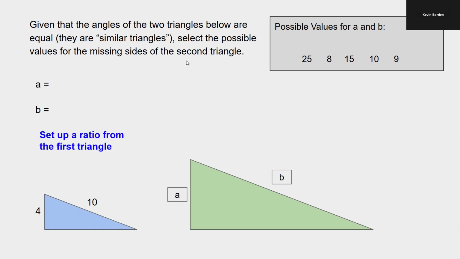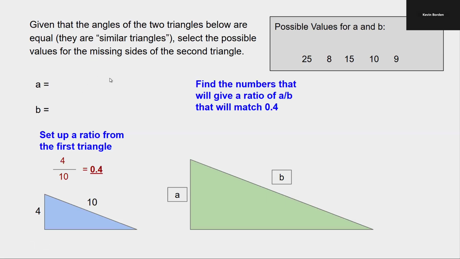So the first step is let's set up a ratio from the first triangle, 4 over 10. We could do it the other way, but I'm choosing to put the smaller number on top, bigger number on the bottom. And then we should divide that to find the decimal value. The ratio of the small side to the large side gives us a decimal value of 0.4. What we're going to do next is find numbers from this list that will give us a ratio of A to B that will match 0.4. That's our strategy in this problem.